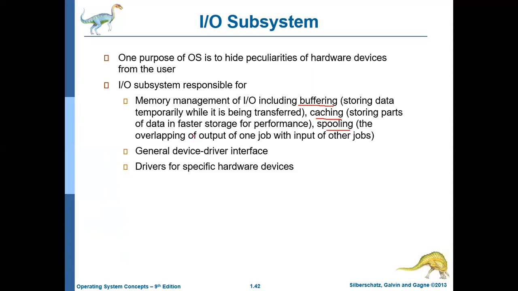How this is implemented in different hardware is hidden from the user by the operating system, and the operating system ensures that it provides a uniform, similar interface to the user irrespective of the type of the devices. So this is how the operating system manages the IO devices.